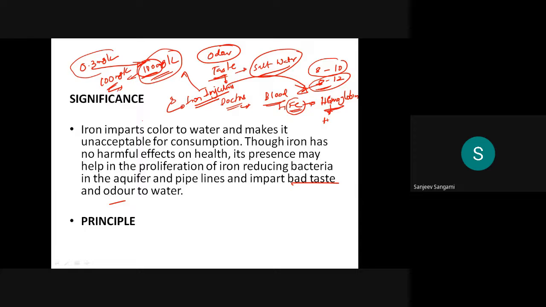But through the drinking water, if you are taking the iron, not that much improvement will be there. It will take its own time. See, even if you take 100 milligram per liter in drinking water, 70 to 80% of the iron will be released through the human feces.